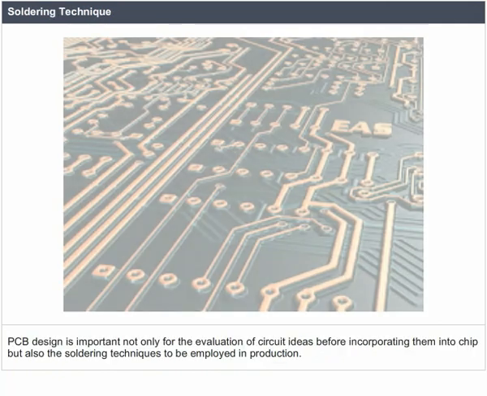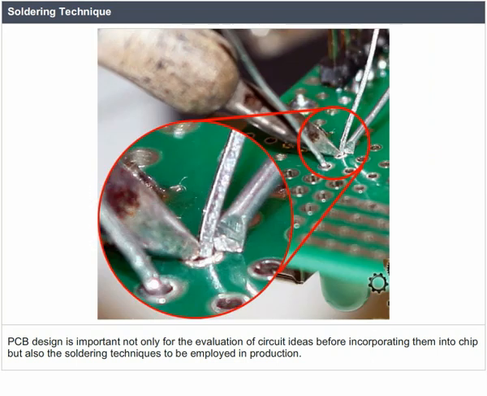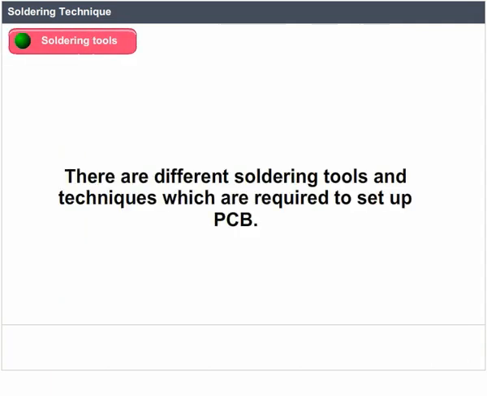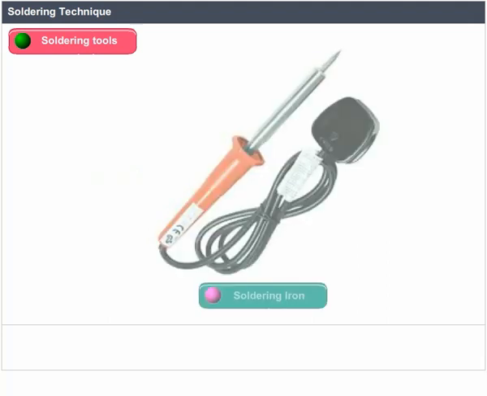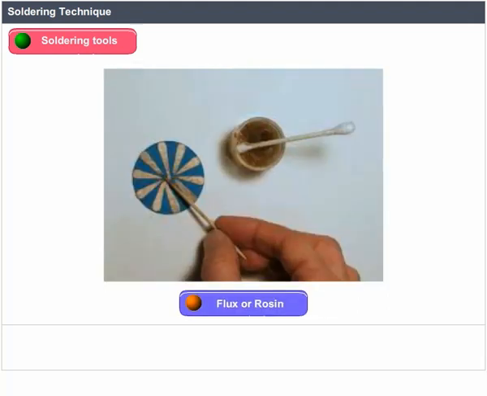Soldering technique. PCB design is important not only for the evaluation of circuit ideas before incorporating them into chip, but also the soldering techniques to be employed in production. Soldering tools. There are different soldering tools and techniques which are required to set up PCB. Soldering iron, solder, flux or rosin. Soldering iron.